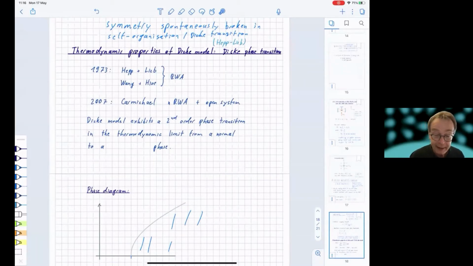Okay, and they found out that the Dicke model displays a phase transition. And then Carmichael, that is a paper which is also extremely important in this context. He realized that in an open system, you can actually create a model system that realizes this Hepp-Lieb phase transition. Okay, and it's a second order phase transition to a superradiant phase.